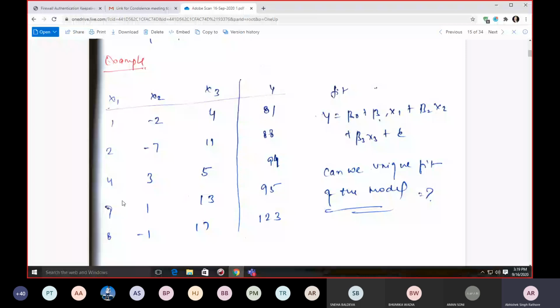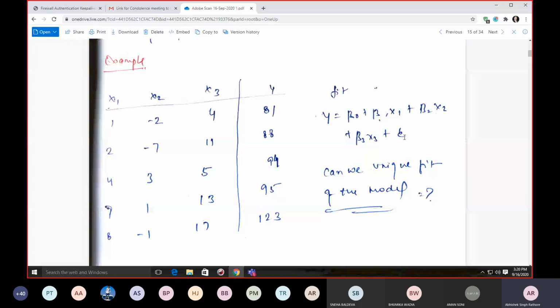When we try to fit our model, we get y equals beta naught plus beta 1 x1 plus beta 2 x2 plus beta 3 x3 plus some error. When I consider beta naught, it means I have an x0 whose values are 1, 1, 1, 1, 1. This is our exact model, or we can say our true model.